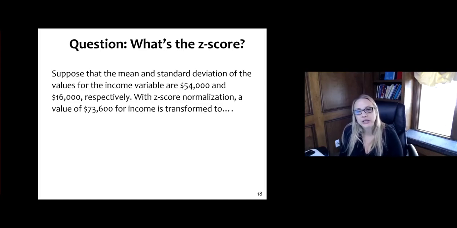So let me ask you this question. What is the z-score in this situation? Let's suppose that the mean and the standard deviation of the values for the income variable are 54,000 and 16,000 respectively. With z-score normalization and a value of 73,600 for income, what's that going to get transformed to? So take a moment, pause the video, and transform this to a z-score and figure out what your answer will be.